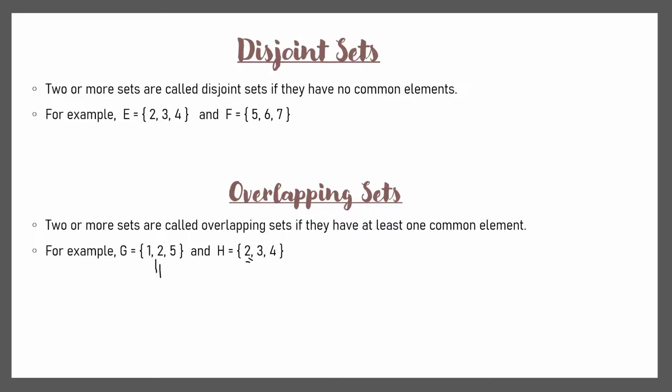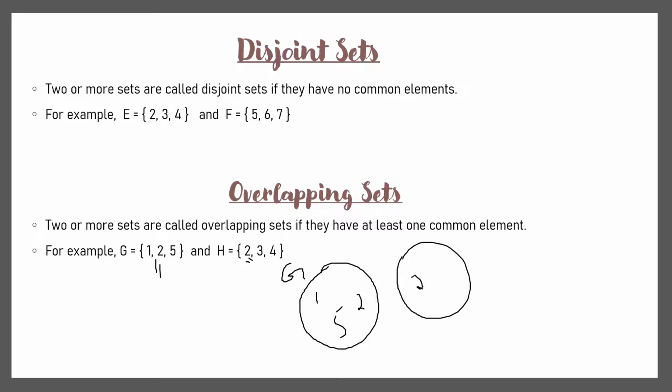Okay, so if we make a Venn diagram of these overlapping sets, it will be like this. For example, this is set G, and it contains 1, 2 and 5. And if I make H, it contains 2, 3 and 4. So this element, this 2, is the same in both sets.